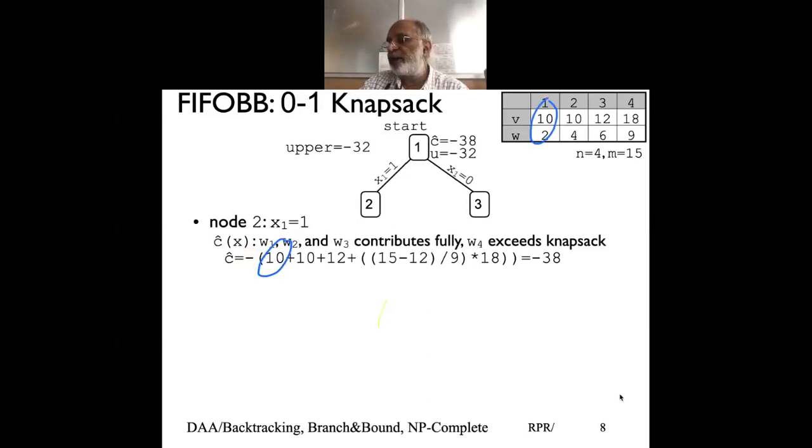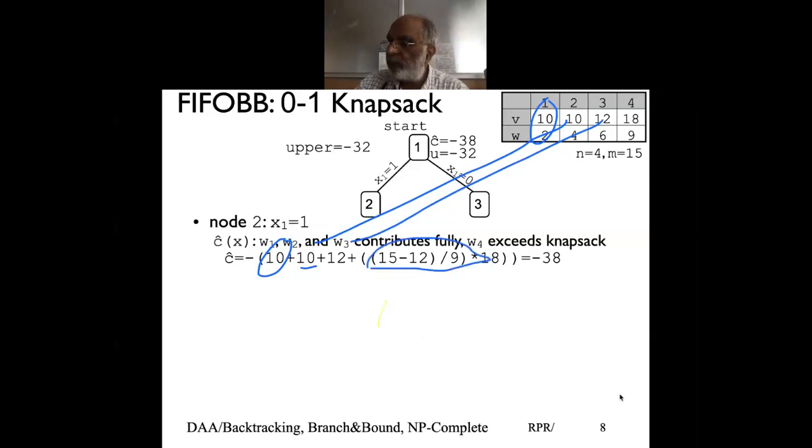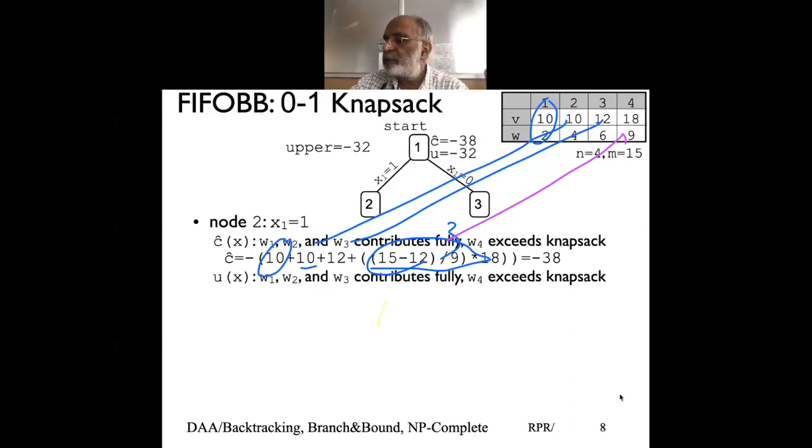I will compute for rest: 10 for the first, 12 for this, and we take partial weight 3 for here, and that's the reason I get my weight for minus 38. My upper limit, I don't take this item because we are finding the upper limit, we don't know whether this item is included or not, so don't include the last item. So my upper limit will remain 10 plus 10 plus 12, nothing more, and this gives me minus 32. So the value remains minus 32.